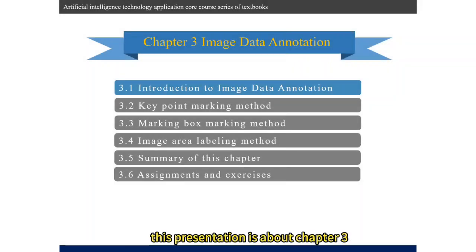This presentation is about Chapter 3 Image Data Annotation. In this chapter, we'll first look at an introduction to image data annotation. Then, we'll explore the key point marking method, the marking box marking method, and the image area labeling method. Finally, we'll have a summary of this chapter, as well as assignments and exercises.